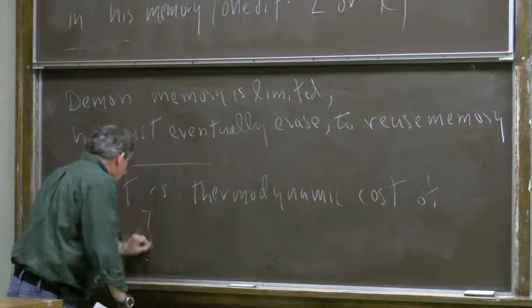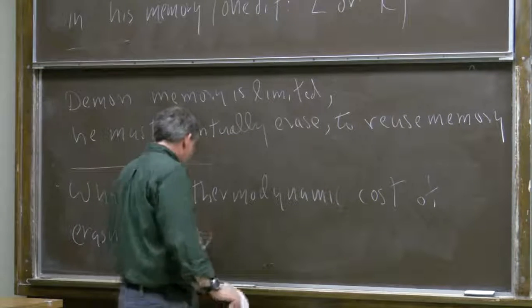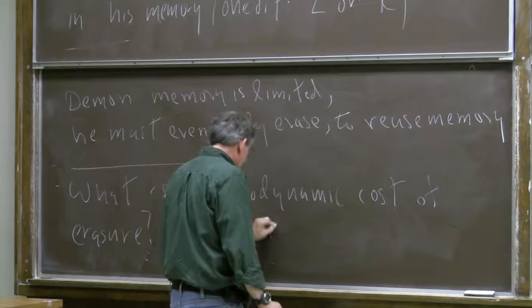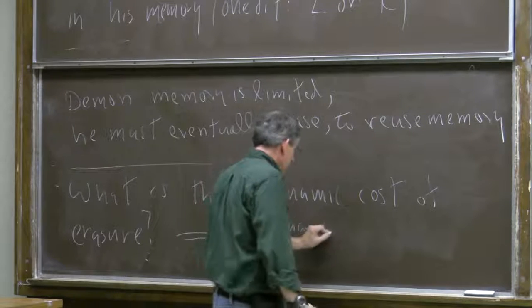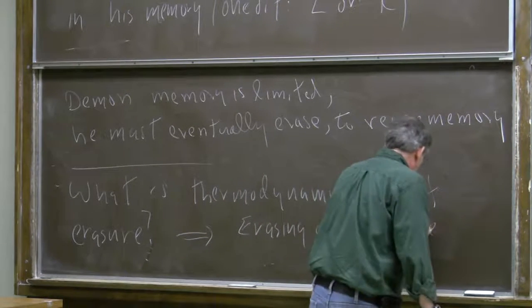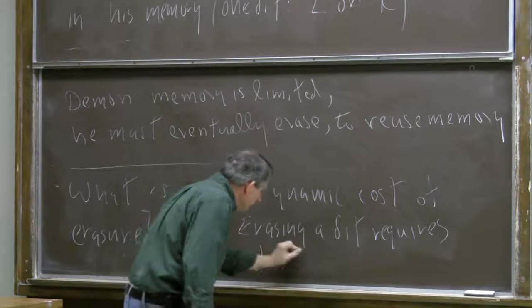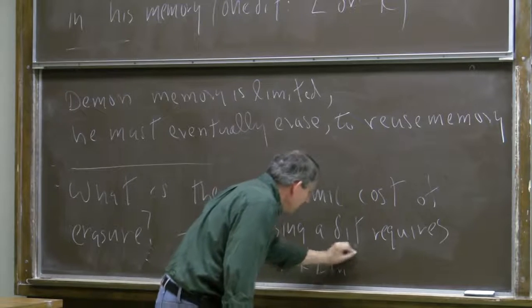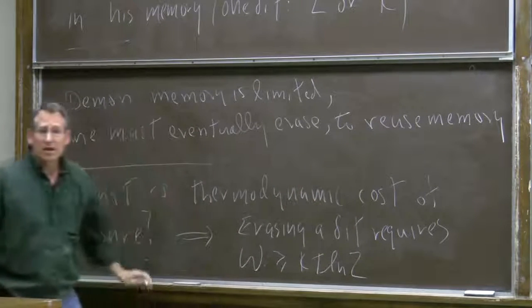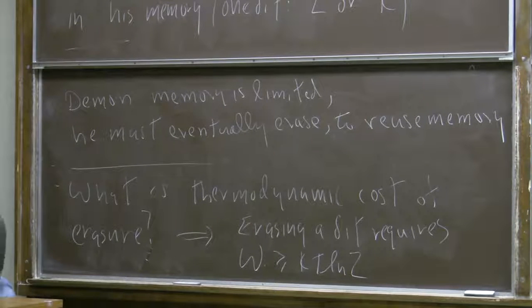Now, this was a question that was actually asked by Rolf Landauer in the early 60s, and his answer was that erasing a bit requires work. An amount of work which is at least kT log 2. Log 2 because we're erasing one bit. So if Landauer was right about that, then there's really no paradox.